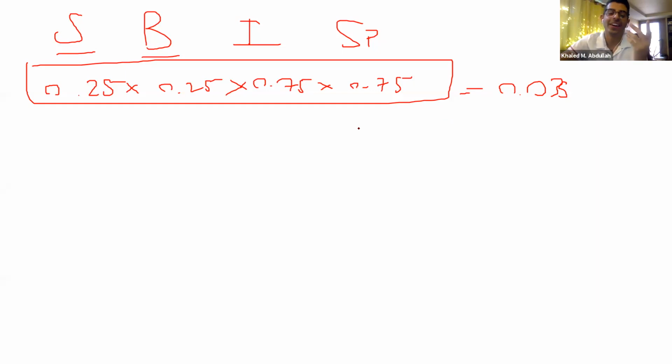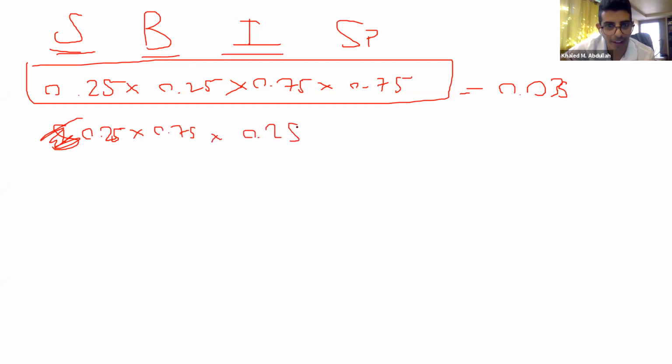Now here's the kicker. It could be Superman and Iron Man who's affected. So 0.25 times 0.75, because Batman's okay, times 0.25, because Iron Man's affected, times 0.75, because in this case, two are normal and two are affected, right? In this case, we took Superman and Iron Man. So this will be 0.035. Now, I'm not going to keep doing this because it's going to take too long. I'll just do it quickly.